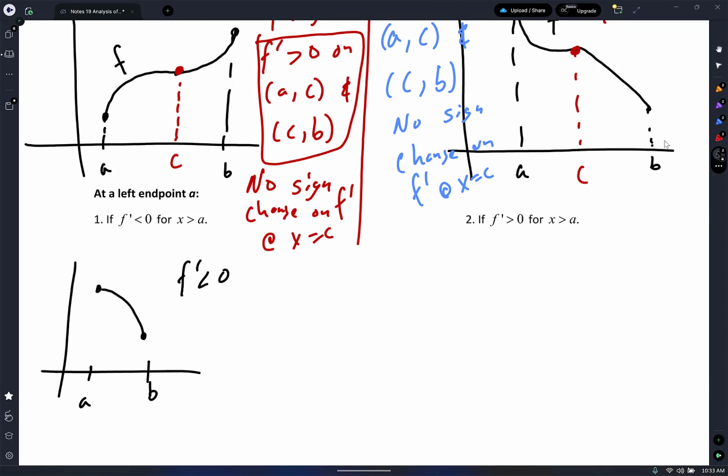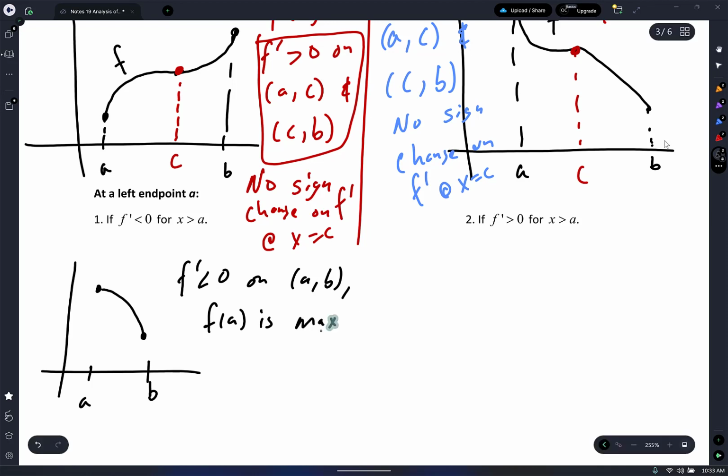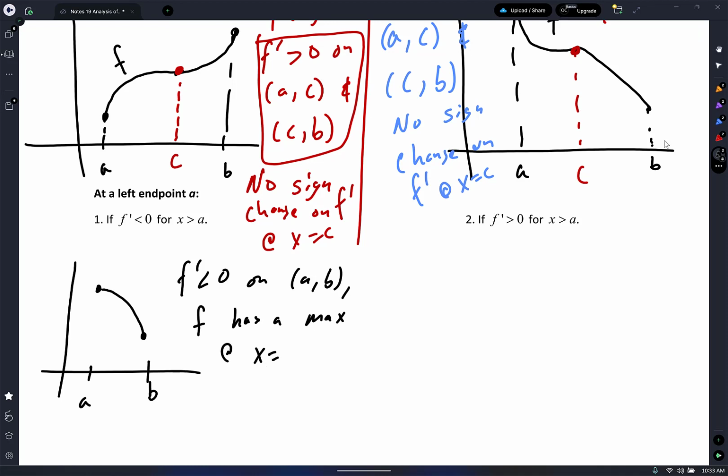F prime is less than 0. F is negative on AB. F has a max at x equals A.